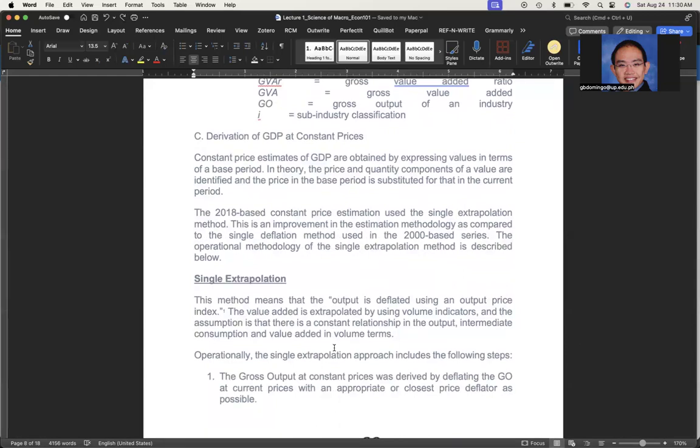All right, so derivation of GDP at constant prices. For right now, our constant price estimation is based on 2018 as the base year. We talked about in a previous class what the base year is. The base year is when you fix the prices in order to calculate GDP. And in the Philippines currently, 2018 happens to be our base year.